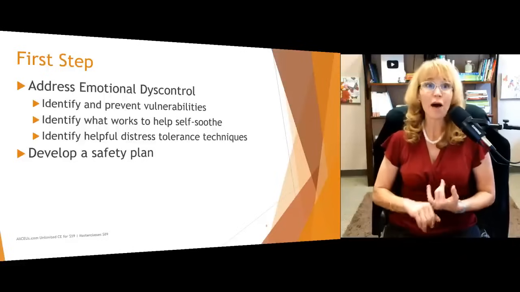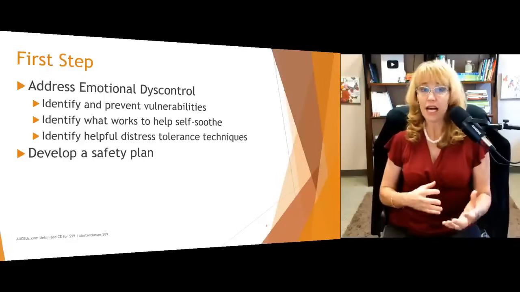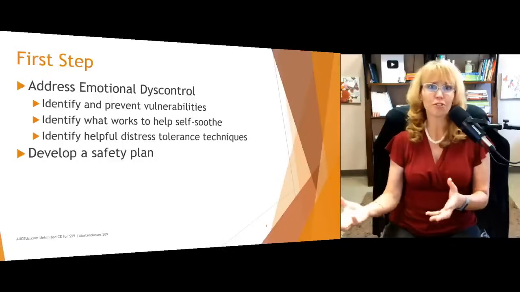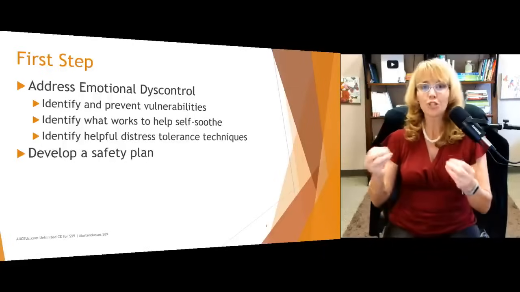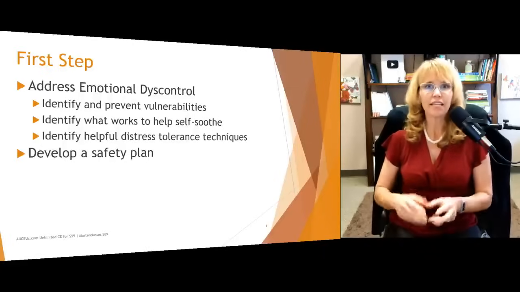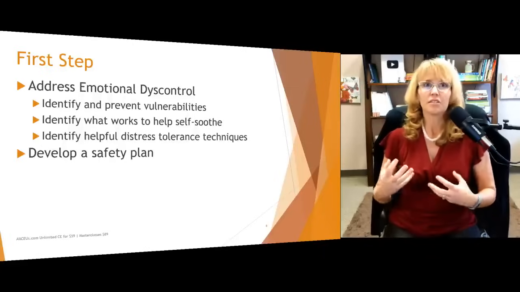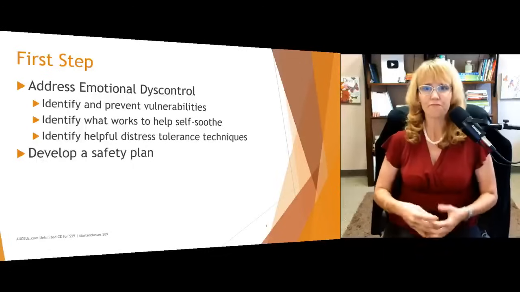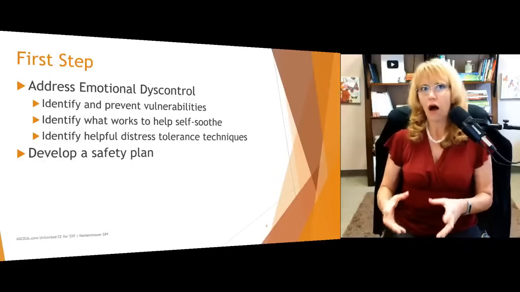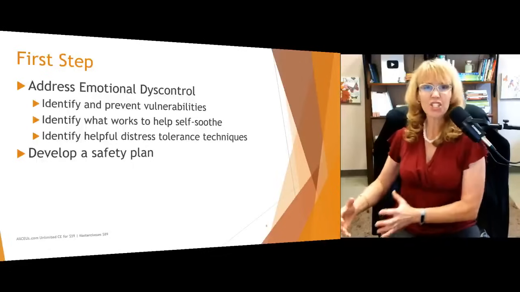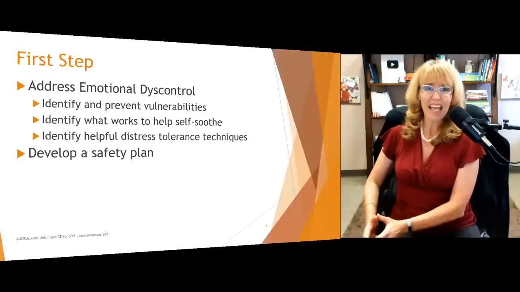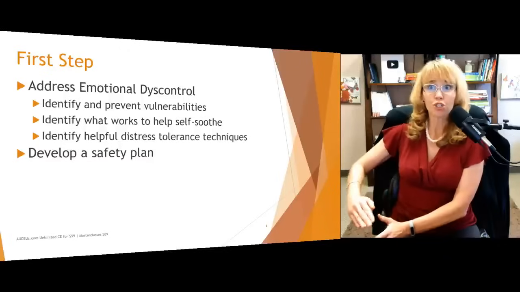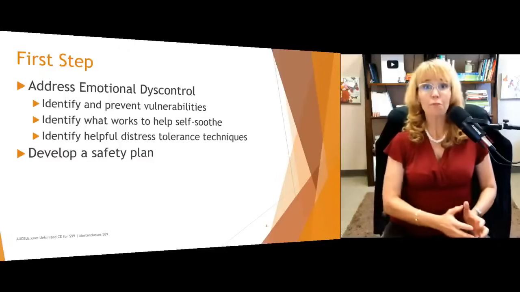For example, go shopping when it's an off time. Go to the mall in the middle of the afternoon on a weekday as opposed to a Saturday afternoon. Go shopping when it is a safer time or a less stressful time for the person. Vulnerabilities is another way of saying stress. When the person is already stressed, it doesn't take much to set them off. It's kind of like a pressure cooker.